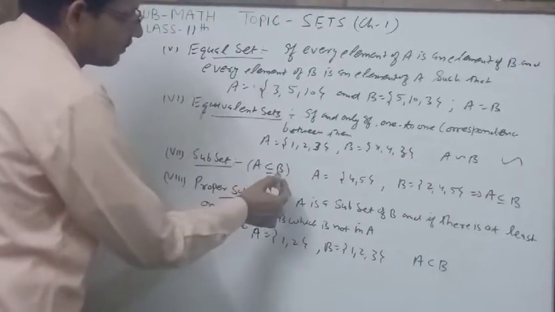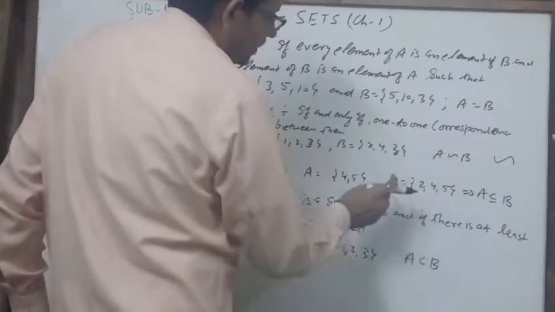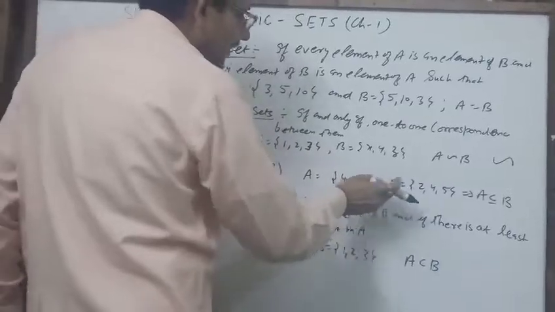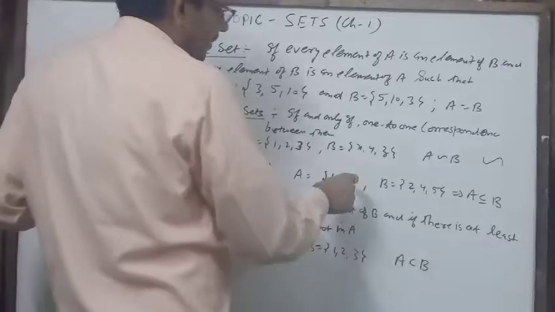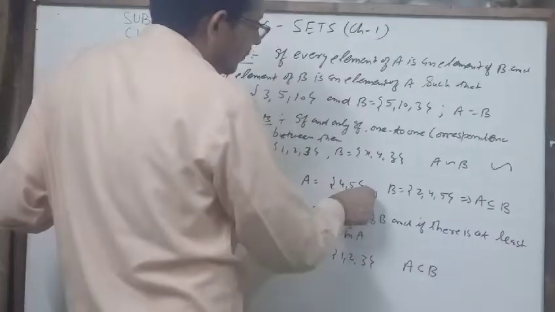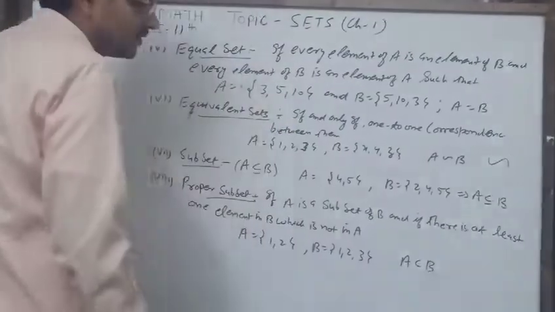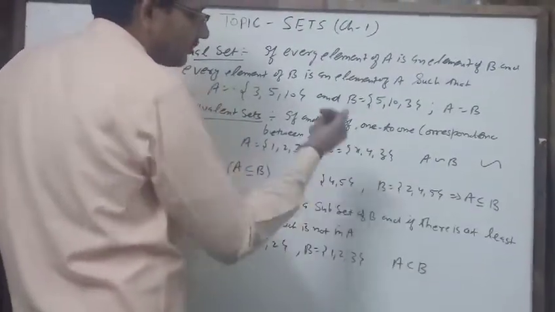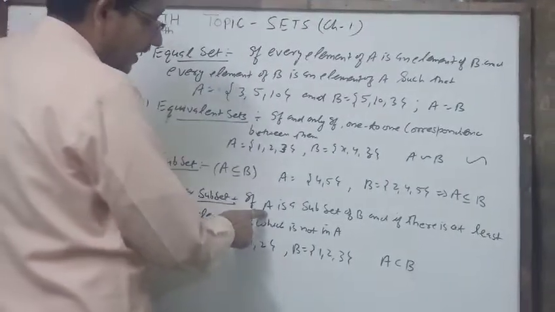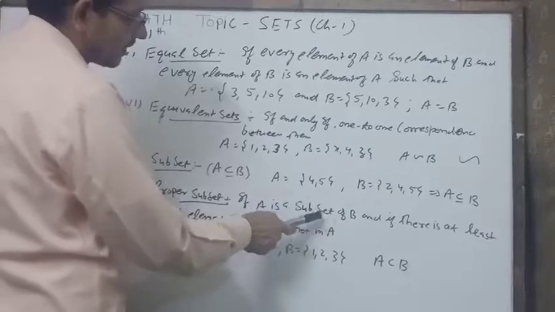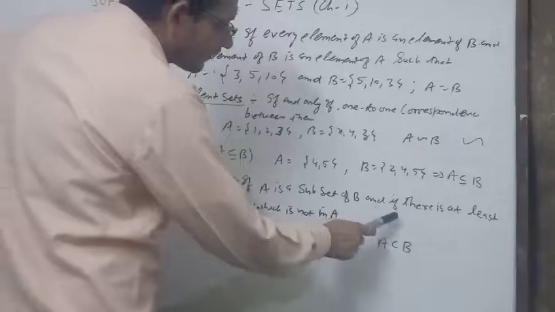Next, subset, represented by this notation, right? A is a subset of B. If A has elements 4 and 5, and B has 2, 4 and 5, right? So A is a subset of B because A is also contained in set B, right? So A is a subset of B. Clear?